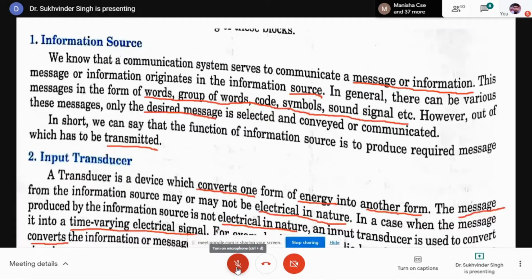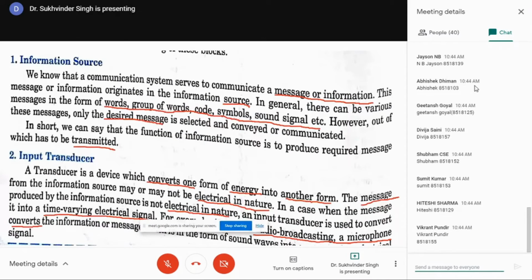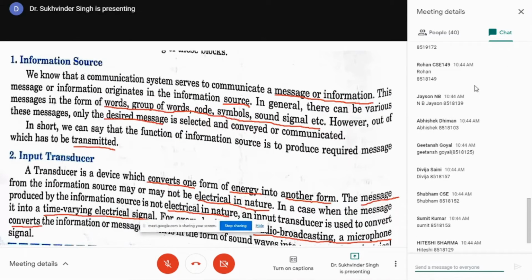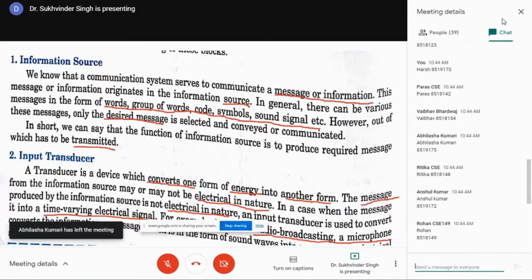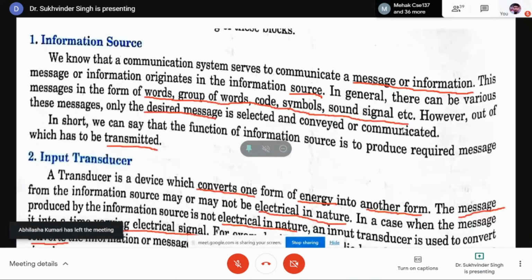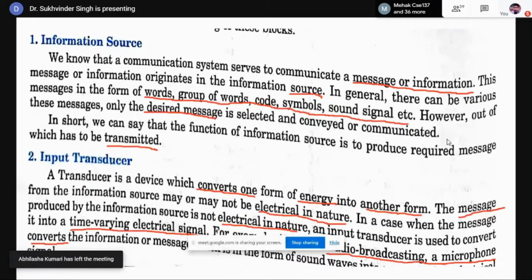Okay, so the various components of a communication system we have already discussed with the help of diagram, and the first component of electronic communication system is the information source. So first we should have some information that has to be transmitted.